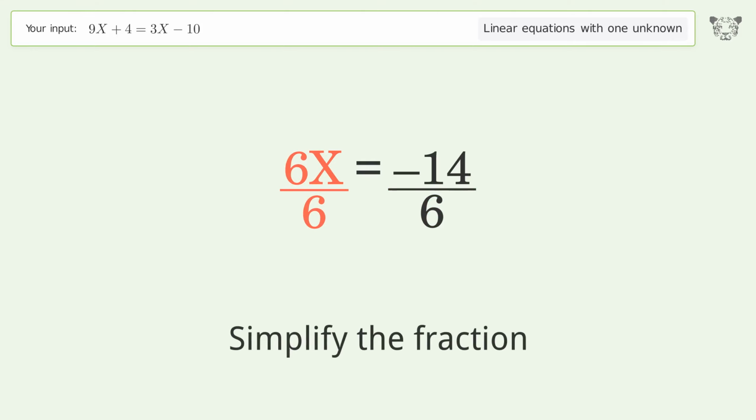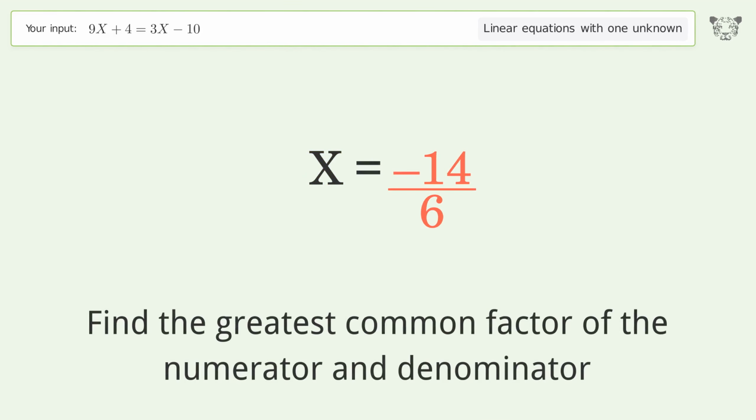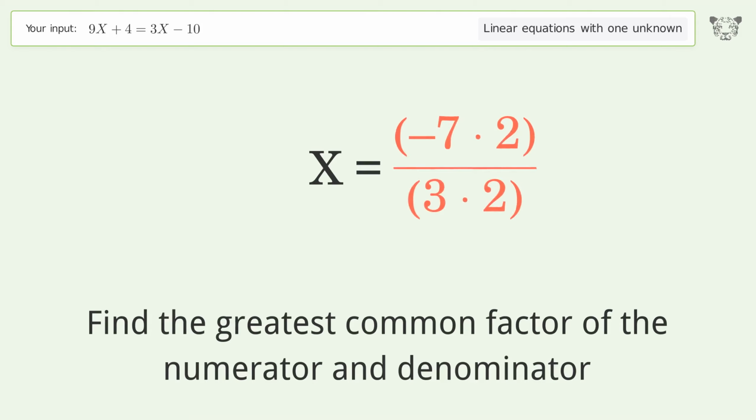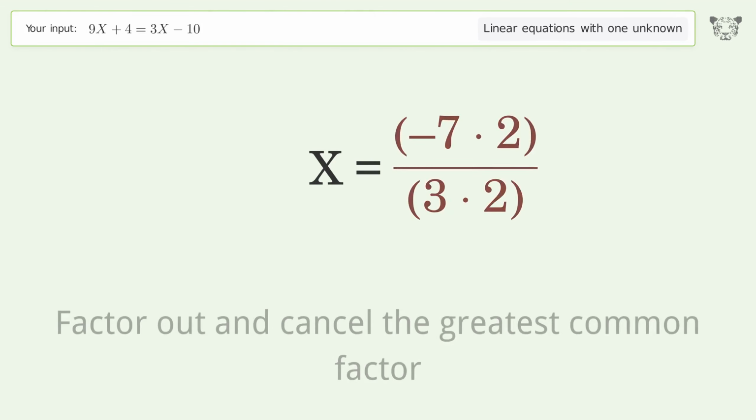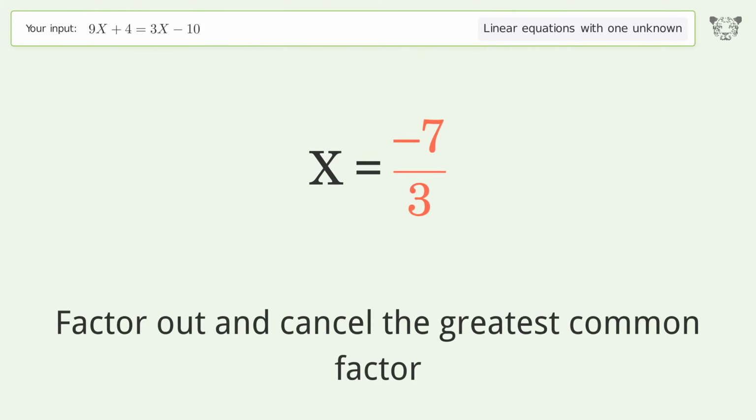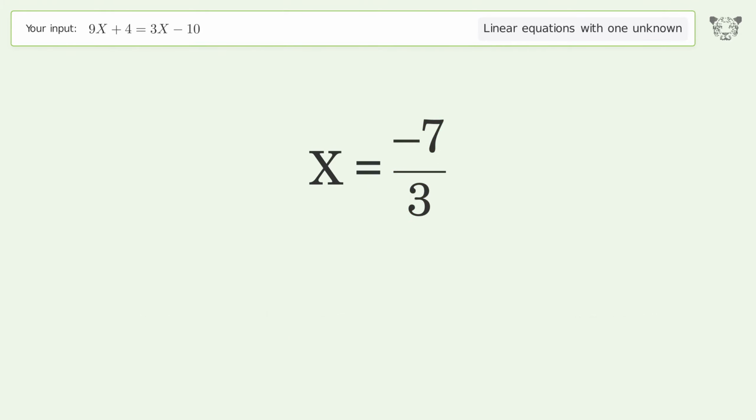Simplify the fraction. Find the greatest common factor of the numerator and denominator. Factor out and cancel the greatest common factor. And so the final result is x equals -7/3.